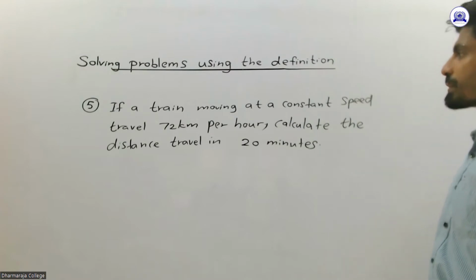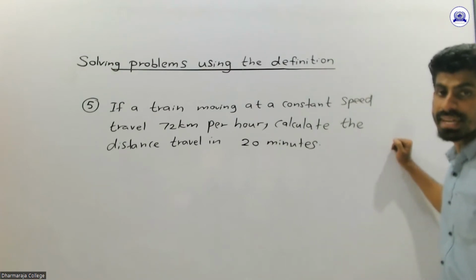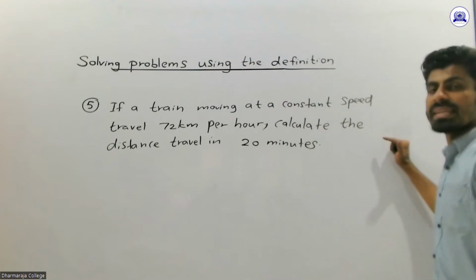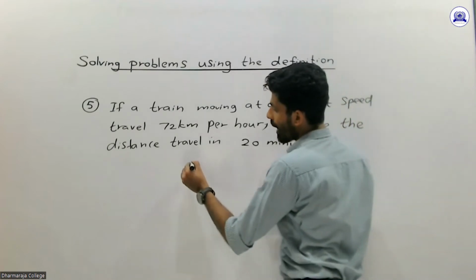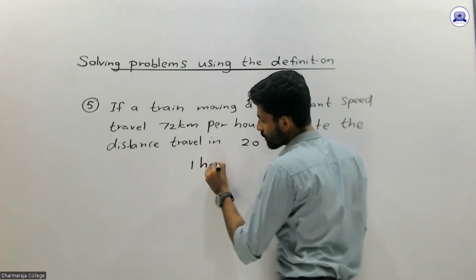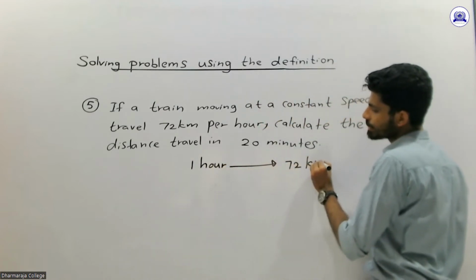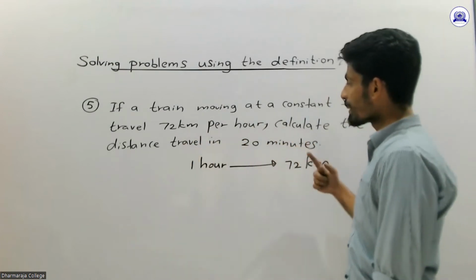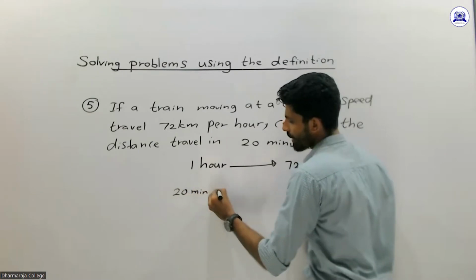Question number 5. If a train moving at a constant speed travels 72 kilometers per hour, calculate the distance traveled in 20 minutes. This question is a little bit different from the other one. In 1 hour, how many kilometers are they traveling? 72 kilometers per 1 hour. You need to calculate the distance in 20 minutes.